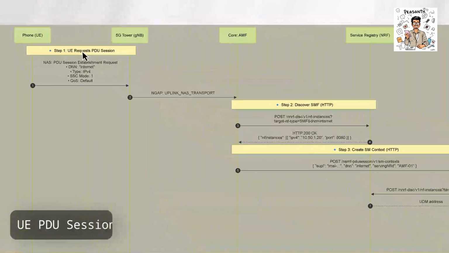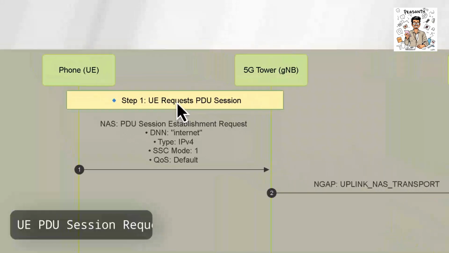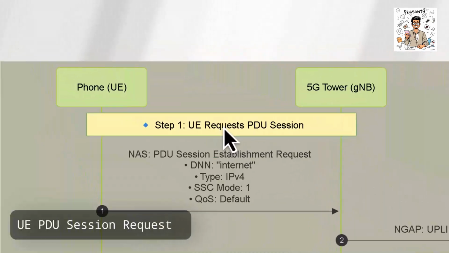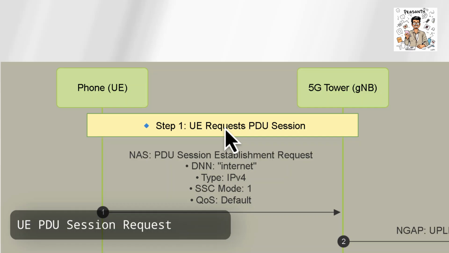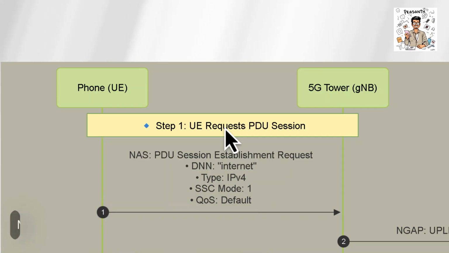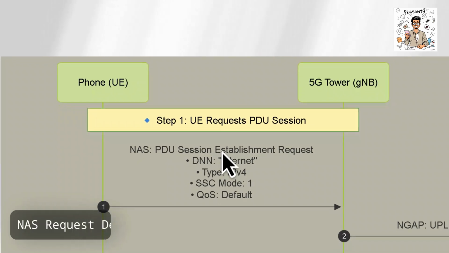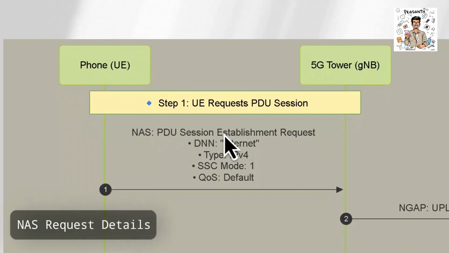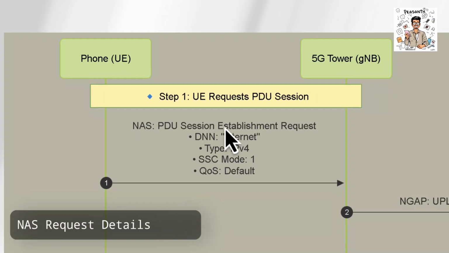The NAS message includes parameters like the data network name set to internet, IPv4 type, SSC mode 1, and default QoS. The NAS PDU session establishment request carries critical parameters such as the data network name, type IPv4, SSC mode 1, and QoS default settings to the network.